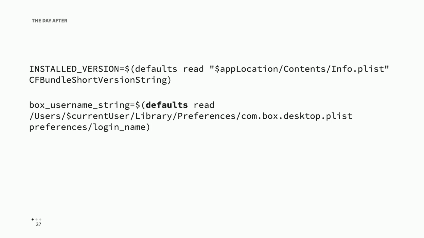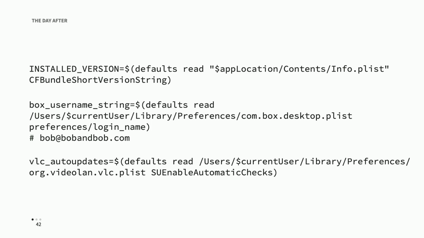We are doing defaults read, giving it the location of the plist. Here, this one's in the user library preferences. And it turns out, as we were scrolling through that plist file, the key is called preferences/login name. Run that, and we got Bob's login name. And I cannot stress enough how the same this stays.